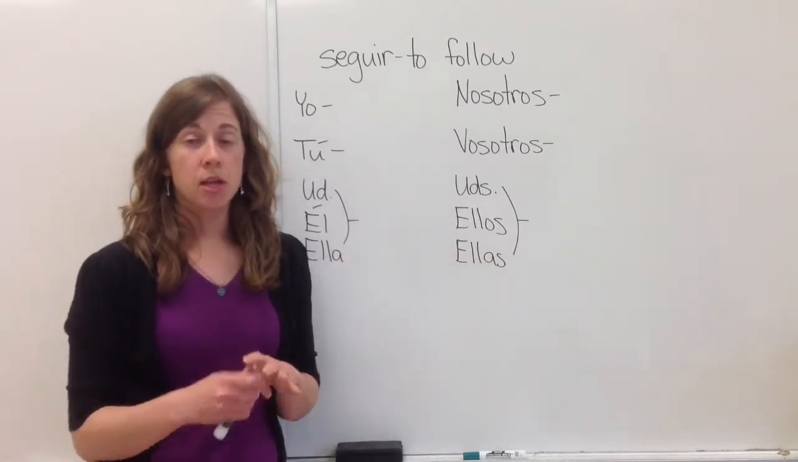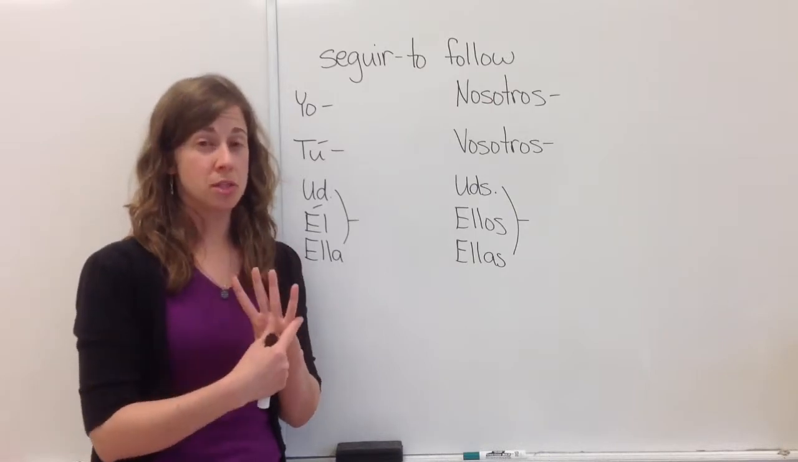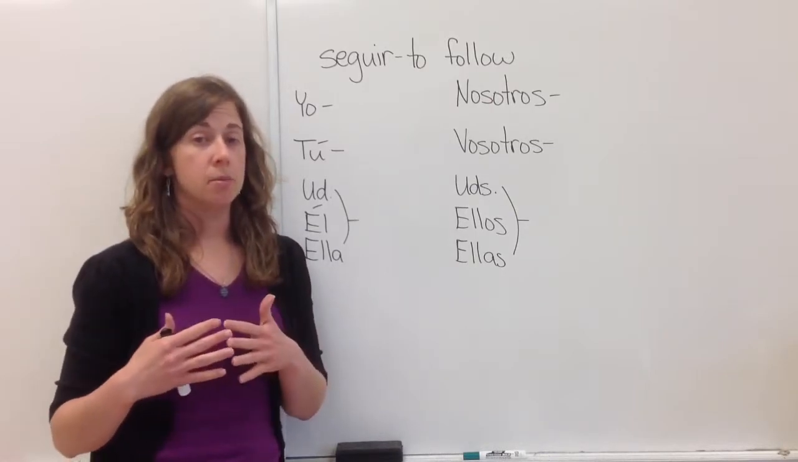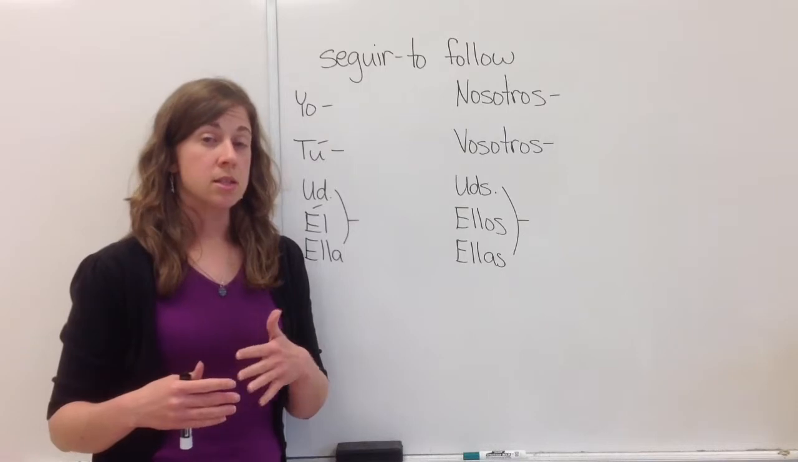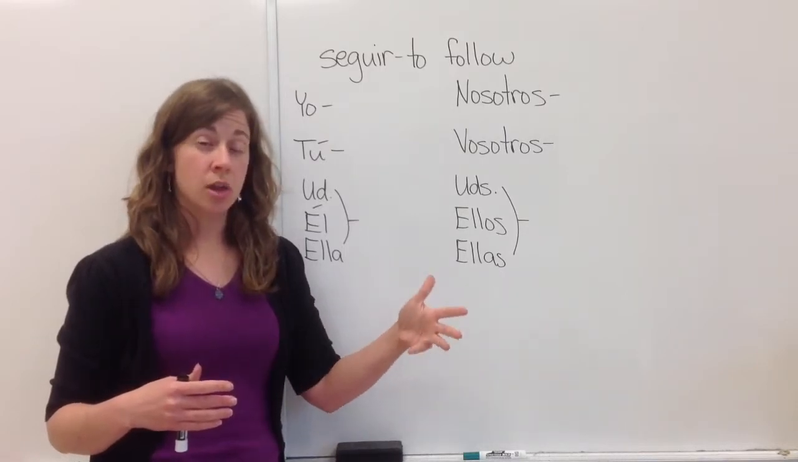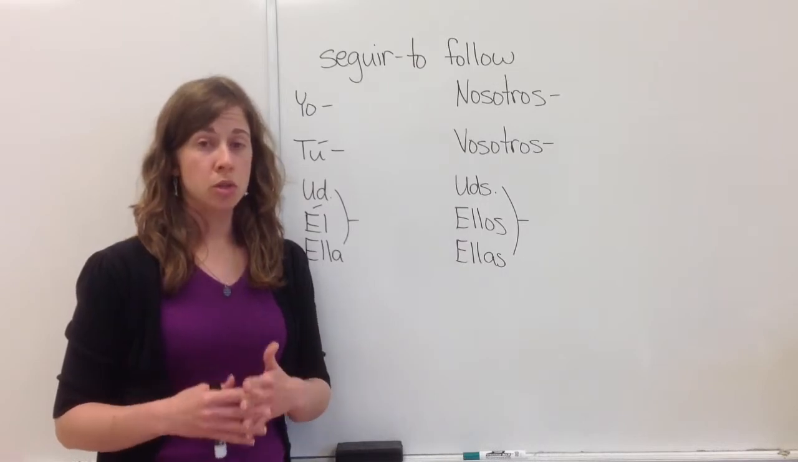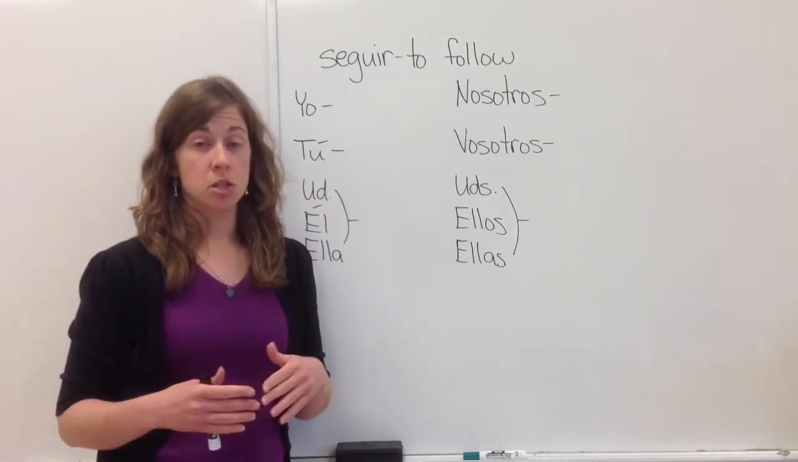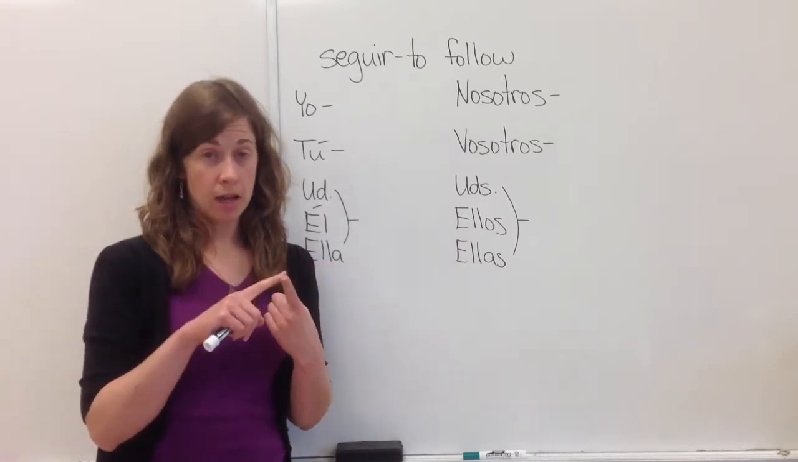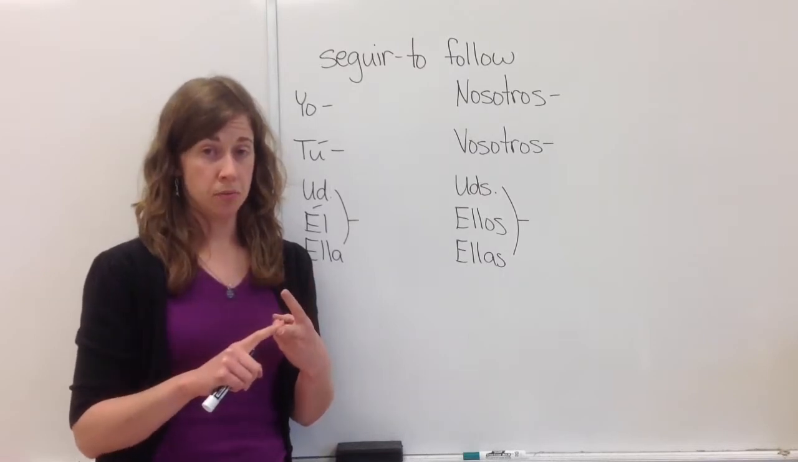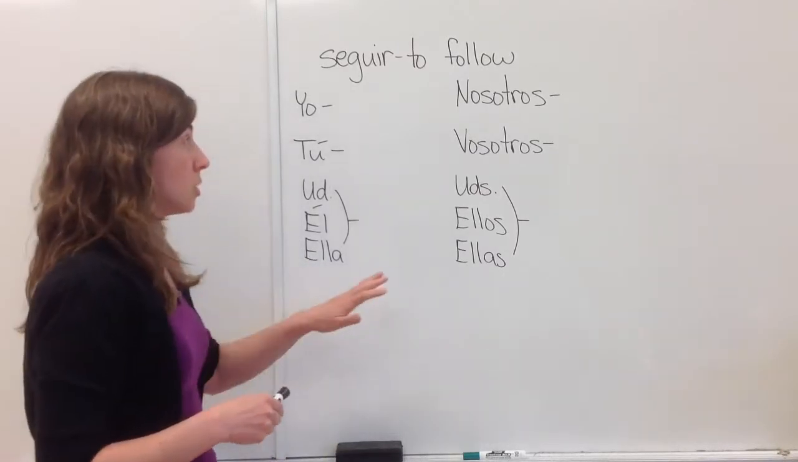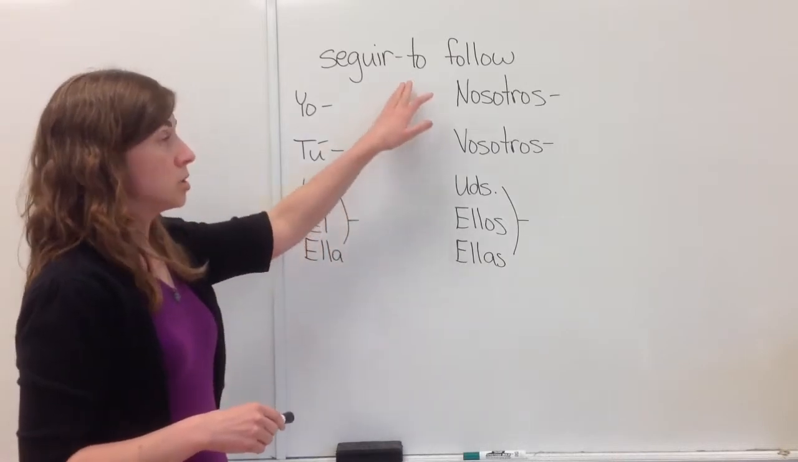And then third, in the present tense, there are 4 different stem changes. But in the Preterite, the same as with the gerunds, or the -ing forms that we worked with earlier, there are only 2 different stem changes, and those are E to I and O to U. So we're going to get started with seguir, which means to follow.